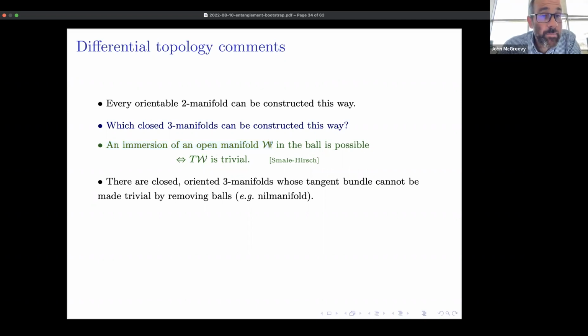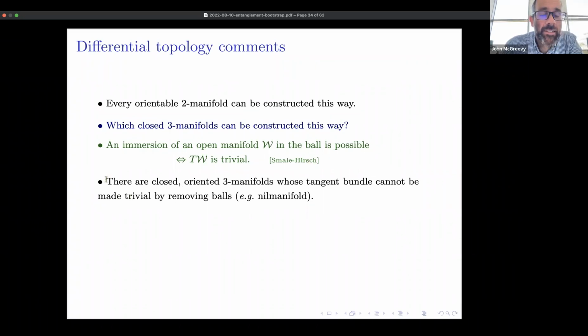It doesn't demand that the whole closed manifold has a trivial tangent bundle. The sphere, for example, the 2-sphere, has a non-trivial tangent bundle. But if you remove a ball, then you can immerse it in the ball because it actually is a ball. So this possibility of removing a ball is quite powerful here. This theorem I think is roughly due to Smale and Hirsch.